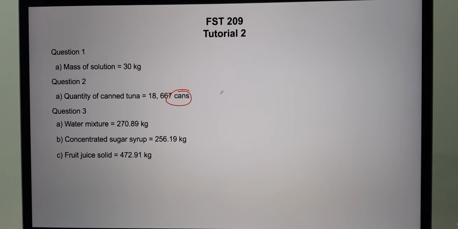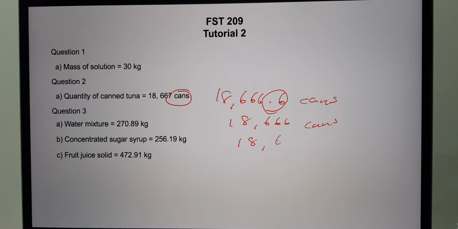This particular question involves a physical product, so you cannot write it as 18,666.6 cans. There's no such thing as 0.6 cans. So you can either round it down as 18,666 cans, or write 18,667 cans. This answer is acceptable as long as there is no decimal point, because you need to think logically: how can a can have a decimal point? Either you have one can or you don't have any can of tuna.